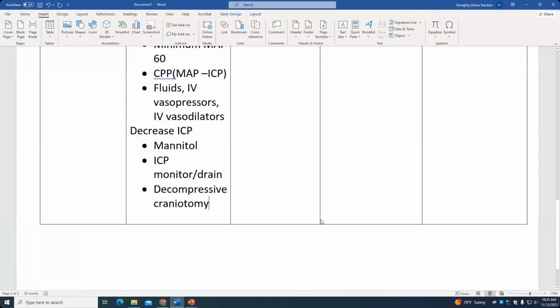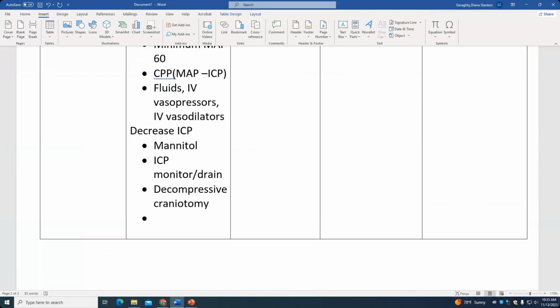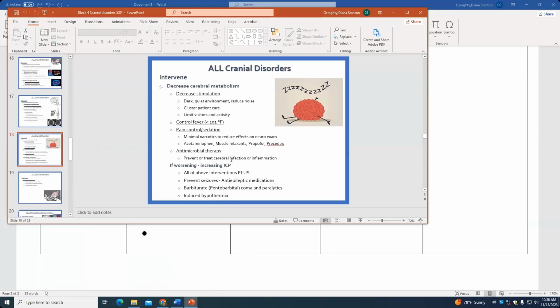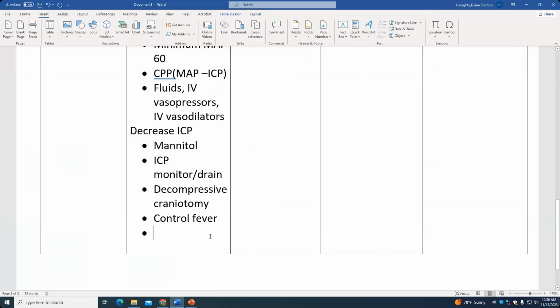So we've got these options. What were the other options that we had? So we're going to control a fever. What else were we going to do from that list? Control the fever. Okay, let's go back. Pain control, sedation. So this is where we have to decide what we're going to use, but I'm going to go ahead and put pain control.